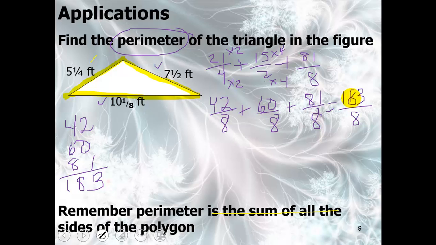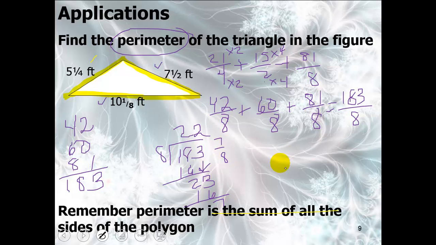So let's convert it to a mixed number so we get a better feel for it. And when we do, it goes in 2 times. That's 16, remainder of 2. Bring down the 3. That's 2 again. That's 16, remainder of 7. So that is 22 7/8 feet. That's what the perimeter equals. Probably should have started off by writing P up there too. Okay? Perimeter equals the sum of all the sides.